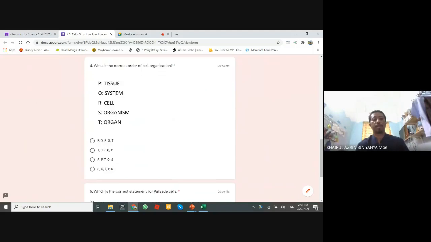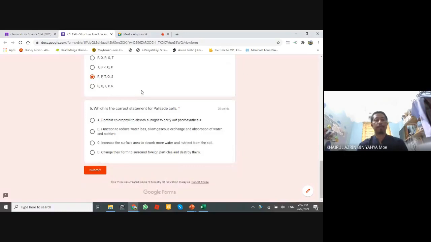Okay. Number 4, what is the correct order of cell organization? We always start with cell. So the answer is this one, cell, and then tissue, and then organ. After that, system, and last is organism.